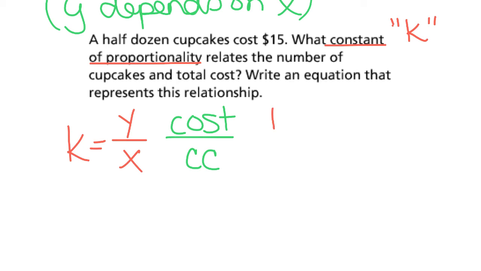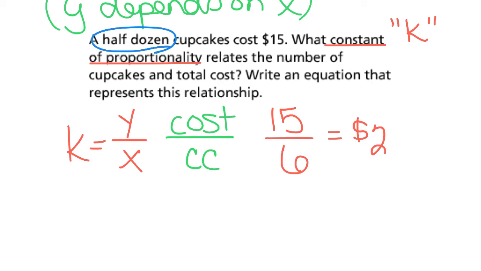The cost is $15, and this is for a half dozen cupcakes. I hope you didn't miss that, but half a dozen. A full dozen is 12, so half a dozen is 6. 15 divided by 6 tells me $2.50 per cupcake. $2.50 is my constant of proportionality. So 2.50 is my K.